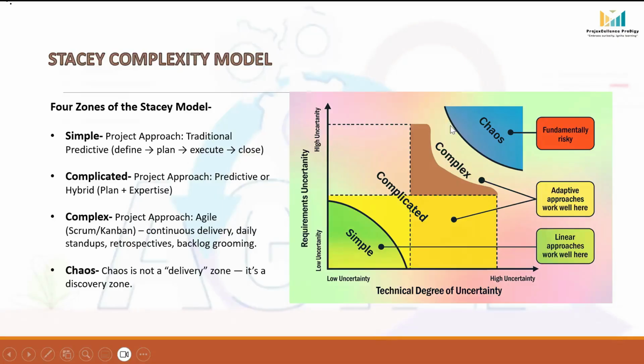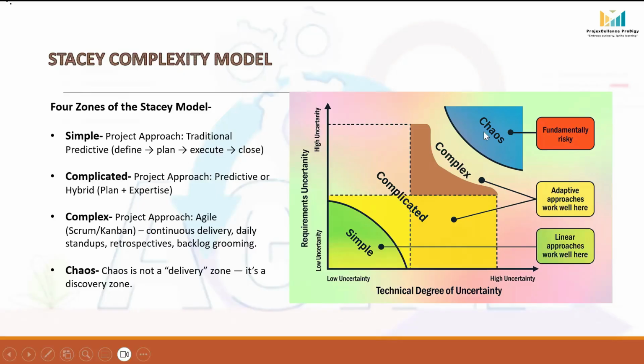And on the y-axis, requirement uncertainty is also very high. We don't know exactly what the customer or end user wants. Goals are vague, conflicting, or change rapidly. Chaos occurs when both the problem and the solution are unknown or unclear.